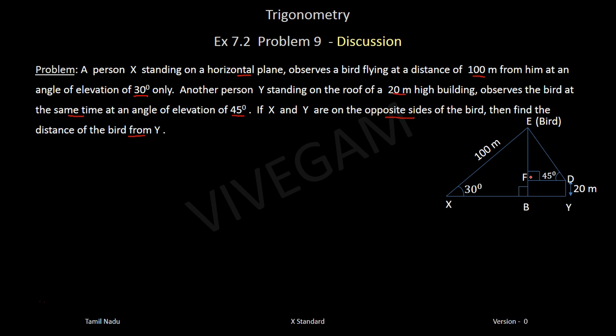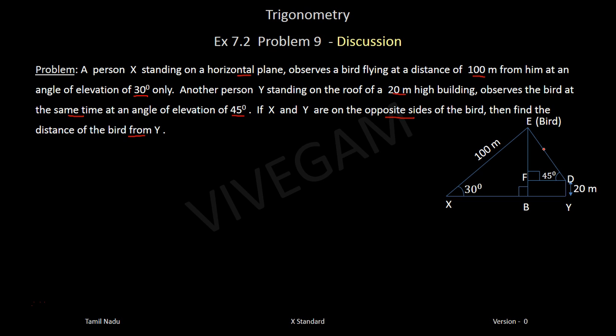Then you take this triangle EFD. Sine 45 is opposite, which we just calculated, divided by hypotenuse. What is the hypotenuse? This is the distance we want to calculate. Sine 45 is known, this is known, which means this can be calculated. So this is how this problem will be solved.